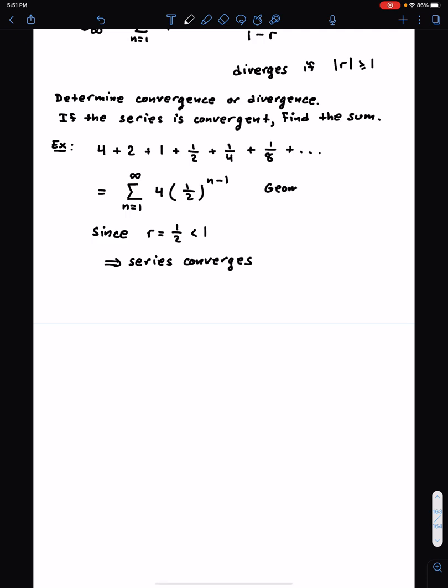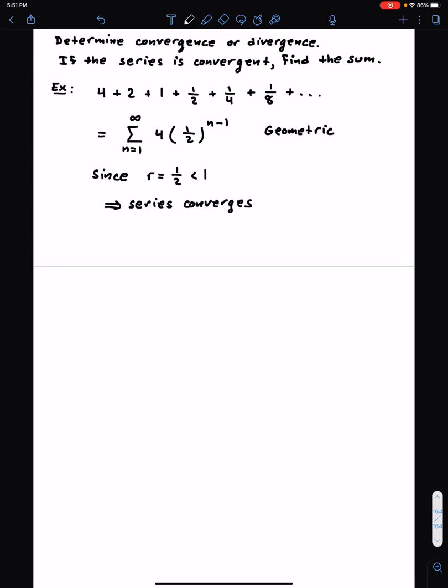And I'll indicate that it's a geometric series. So when you test these series, indicate the type of series and what test you're using to determine convergence or divergence.